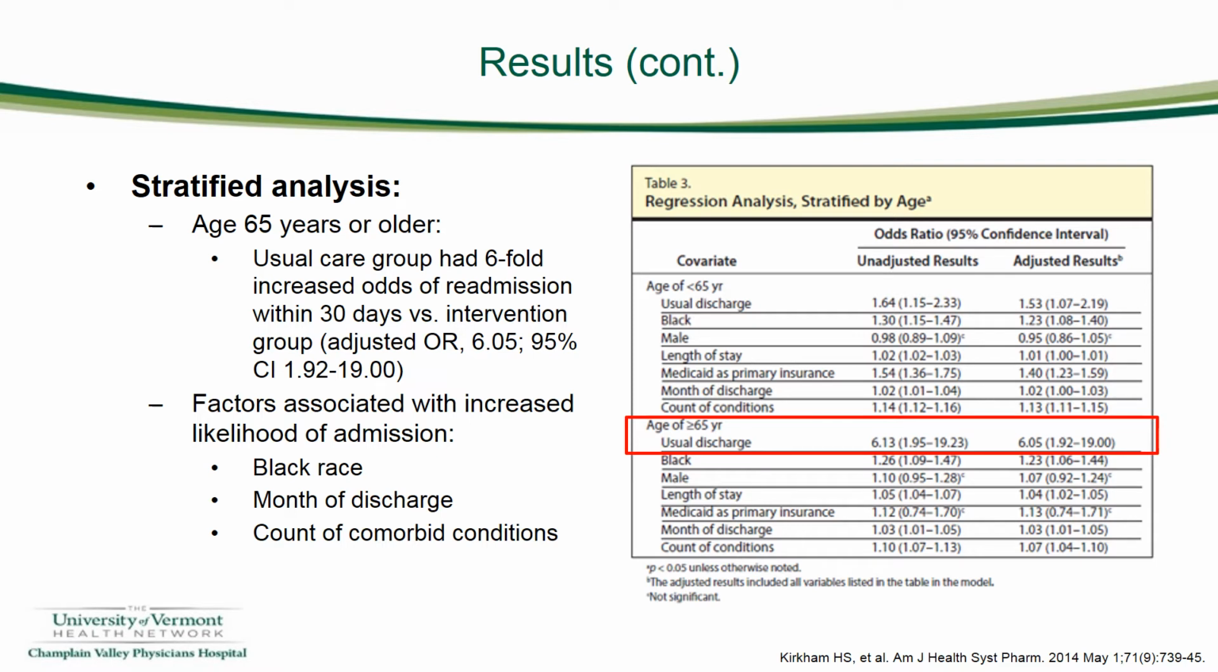Similarly, when we looked at different covariates, some other factors that were also associated with a significantly increased likelihood of readmission were Black race, month of discharge, as well as, again, the count of comorbid conditions. So those who had more comorbid conditions had an increased risk of readmission.